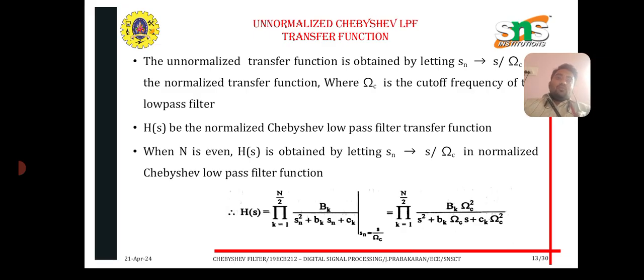The unnormalized transfer function is obtained by letting Sn tend to S divided by omega c in the normalized transfer function, where omega c is the cutoff frequency of the low pass filter. H of S, the normalized Chebyshev low pass filter transfer function, when n is even, is obtained by letting Sn tend to S divided by omega c. This is the formula for the transfer function.